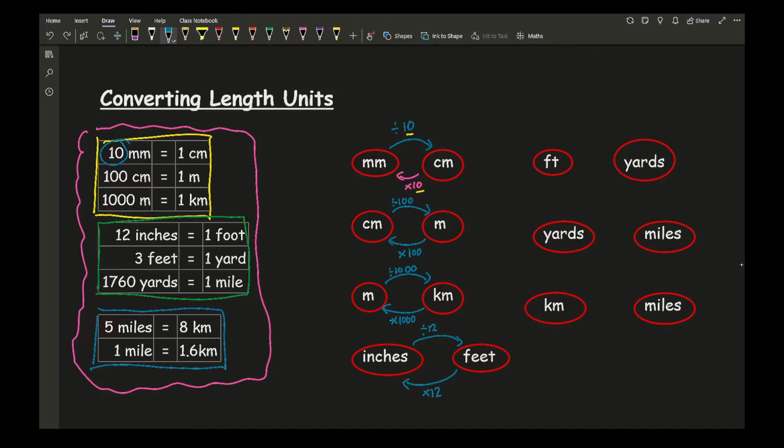And again, where I'm getting the 12 from is from this formula here. So to get from feet to yards, I'm going to divide by 3. To get from yards to feet, I'm going to multiply by 3. Yards to miles. Here I'm going to divide by 1760, and to get from miles to yards, I'm going to multiply by 1760. And then kilometers to miles.